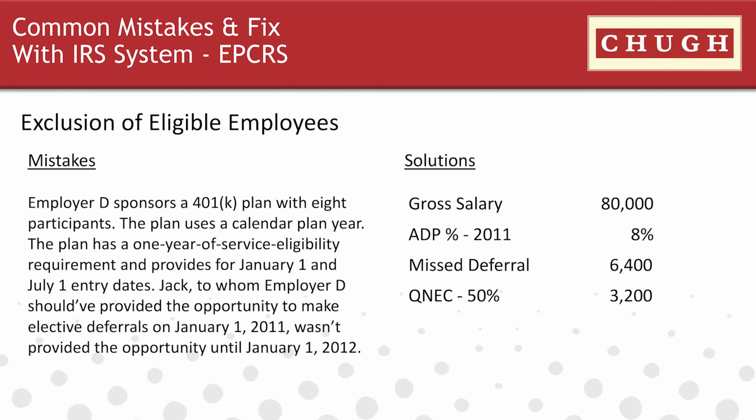How to avoid this mistake in the future? The plan administrator should monitor the census information like employee hire date, birth date, and completion of service, and apply the participation requirements to make sure to avoid these mistakes in the future.